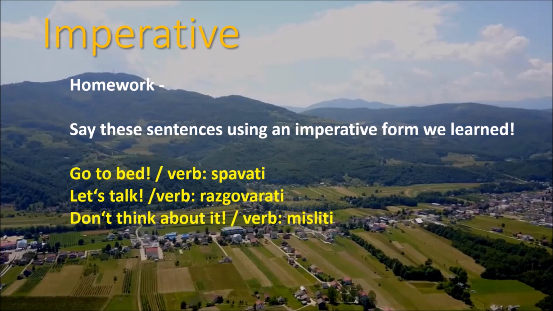For homework, I decided to actually give you homework today, guys. I wanted to see if you learned, if this is a little bit too much, but please write your comments below. How would you say these things in Bosnian, in the imperative mood which we learned today? Go to bed, verb "spavati". Let's talk, verb "razgovarati". Don't think about it, verb "misliti".